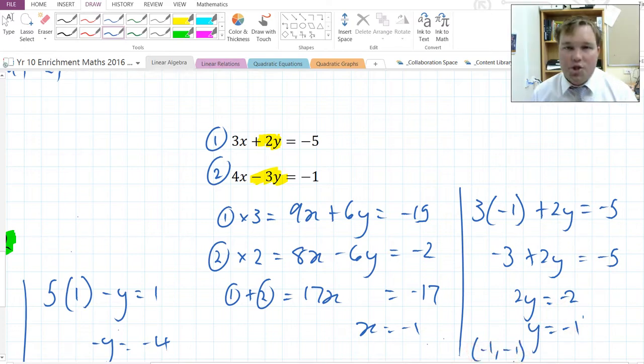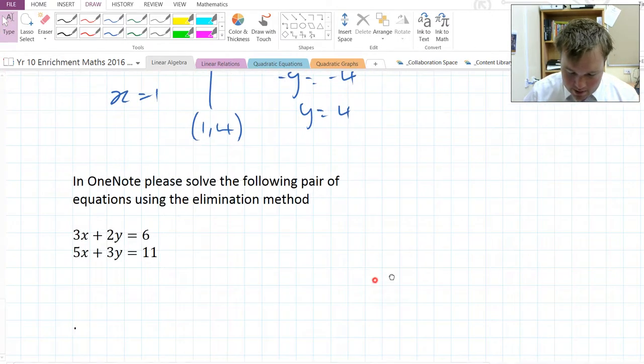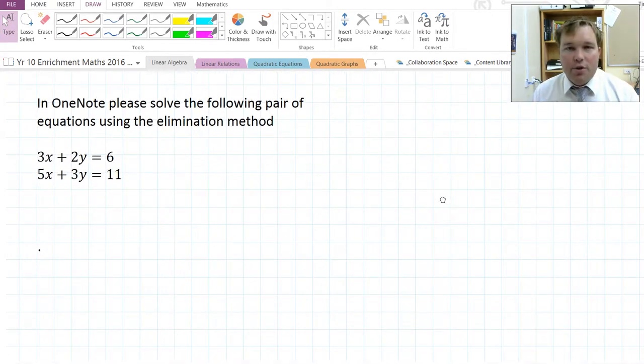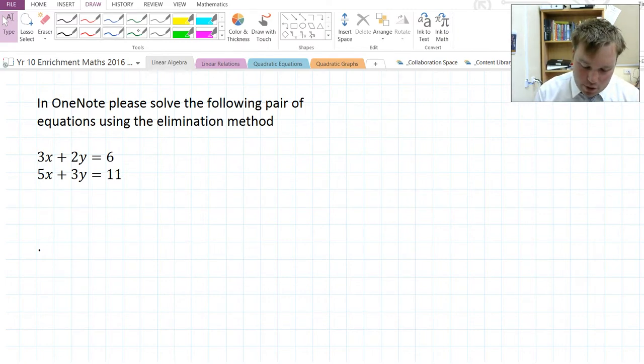And of course, if you wanted to check, you could plug it into your CAS and watch where those lines intersect. In OneNote, using the method of elimination, please find where those two equations meet.